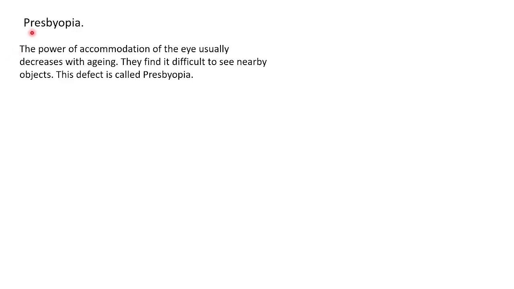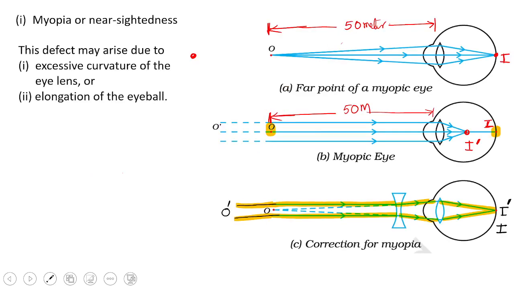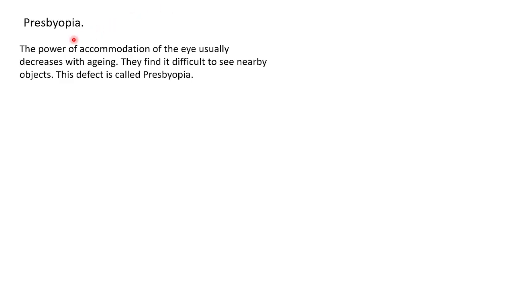So, the two defects I have already discussed. Myopia I discussed, the reason as well as the corrective measure. How can we rectify that? Using concave lens I discussed. And hypermetropia, the corrective measure, everything I discussed. Then third eye defect is presbyopia.